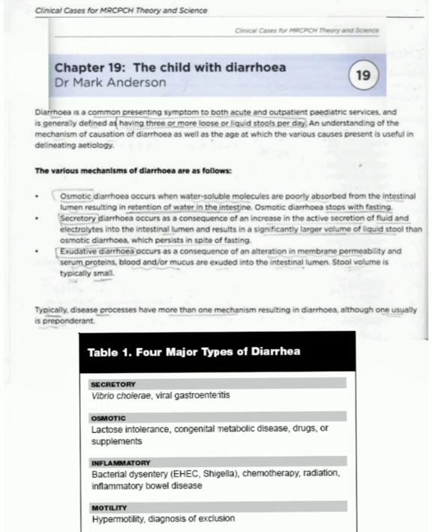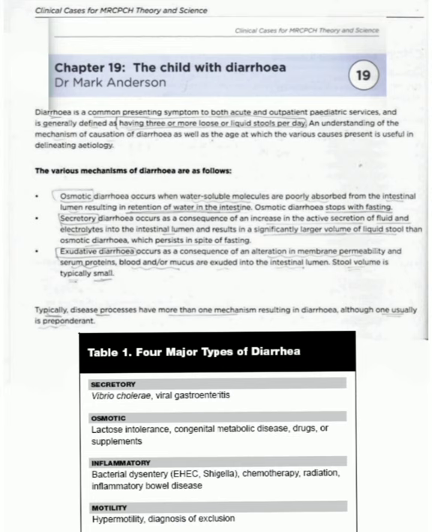Now exudative diarrhea. The third one, exudative diarrhea, occurs as a consequence of an alteration in membrane permeability, and serum proteins, blood and/or mucus are exudated into the intestinal lumen. Stool volume is typically small. So in exudative diarrhea, the cause is an alteration in membrane permeability and the stool volume is typically small.